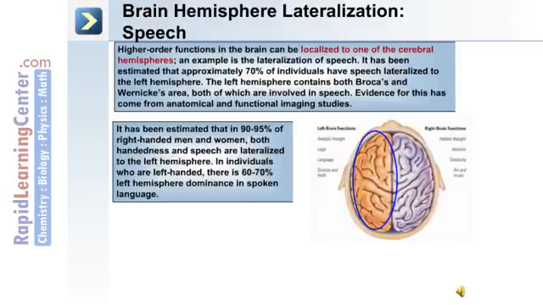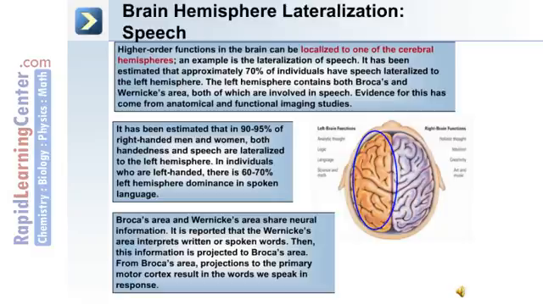It's been estimated that in 90 to 95% of right-handed men and women, both handedness and speech are lateralized to the left hemisphere. In individuals who are left-handed, there's a 60 to 70% left hemisphere dominance in spoken language. Broca's area and Wernicke's area share neural information. It's reported that Wernicke's area interprets written or spoken words. Then, this information is projected to Broca's area. From Broca's area, projections to the primary motor cortex result in words we speak in response.